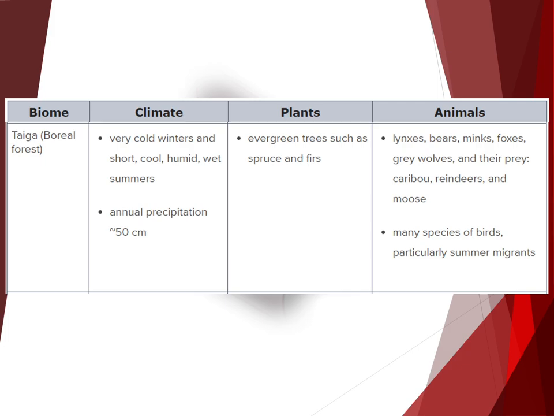The taiga, also known as the boreal forest, typically has very cold winters and a short, cool summer. You'll notice that the annual precipitation is increasing by quite a bit, up to around 50 centimeters. The plants that you'll find include evergreen trees like spruce and firs. The animals that you'll find become more diverse: lynxes, bears, minks, foxes, etc., as well as a larger number of birds, especially migratory birds.